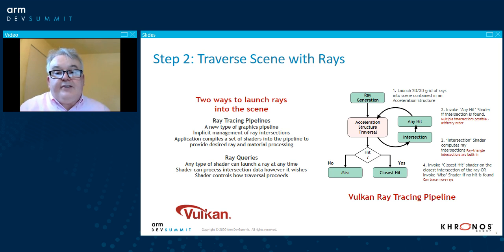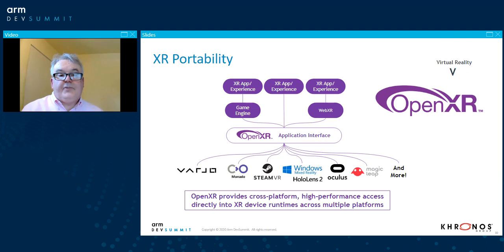The second technique to fire rays, which Vulkan calls ray queries, is much more explicit and enables any type of Vulkan shader to launch a ray at any time and process the intersection data however it wishes. This is a very flexible technique, as the shader can also control how traversal proceeds through the scene. So that's a lightning tour of Vulkan.